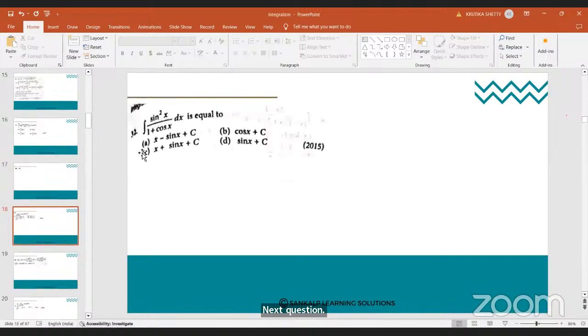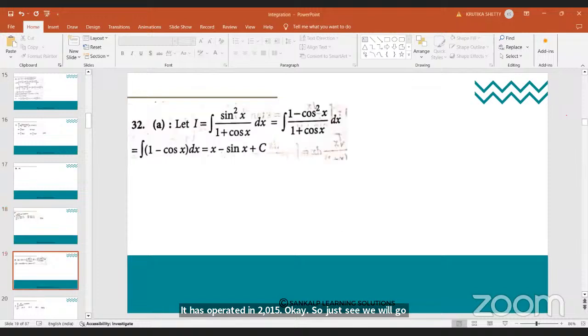Okay, so integration of sin square x upon 1 plus cos x. We know we can write sin square x as 1 minus cos square x. This is a very simple example, it occurred in 2015. Just see, we will go through the solution of this.